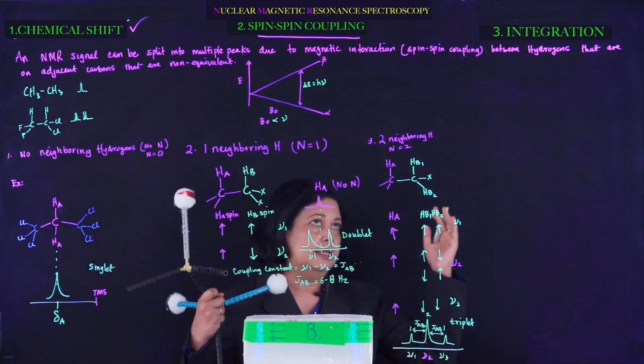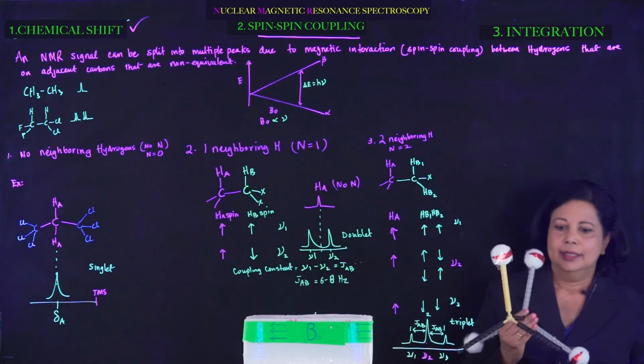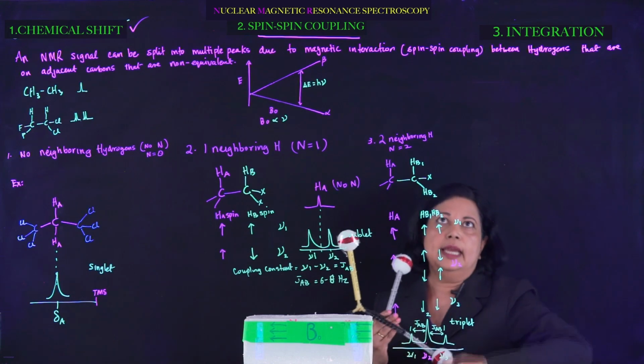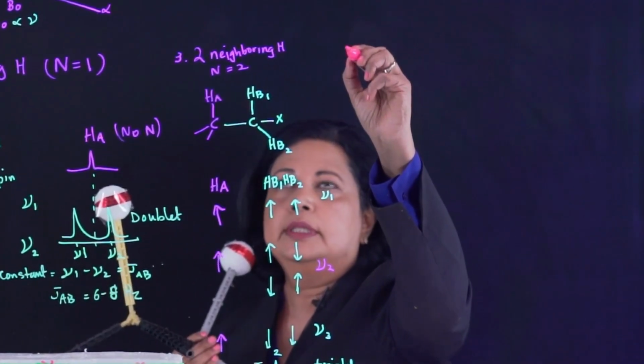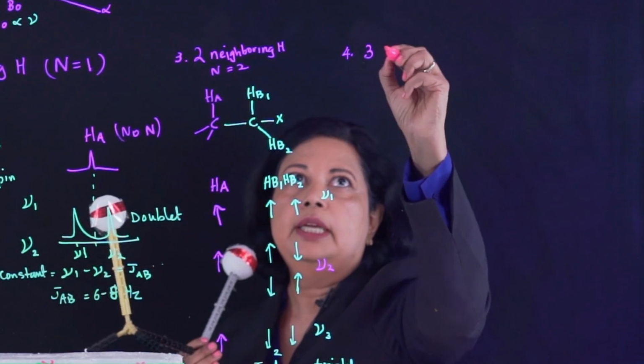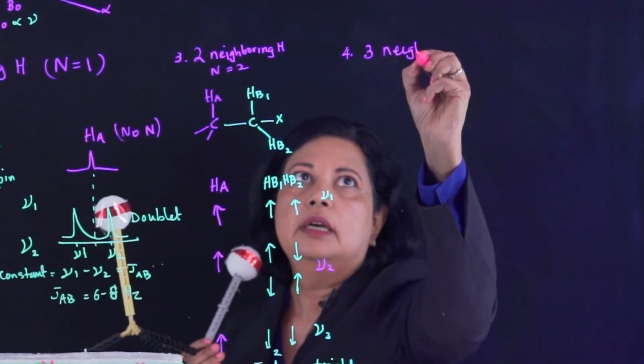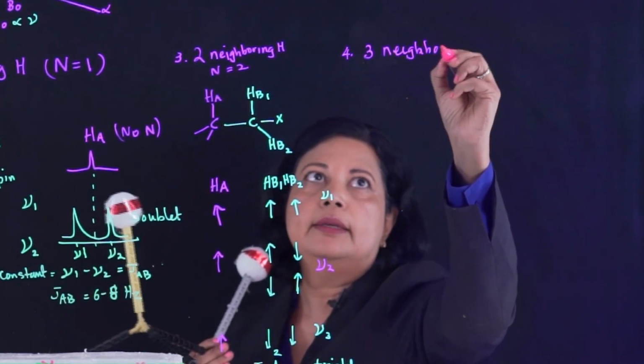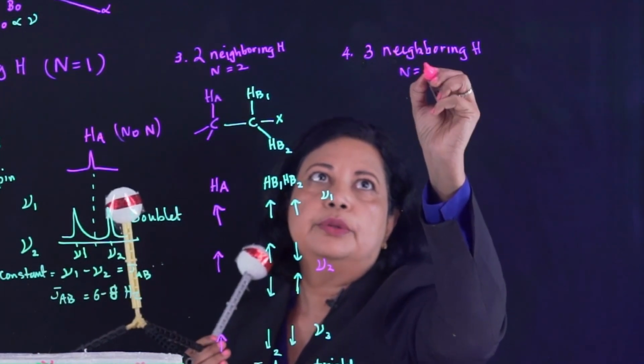Let's look at a third case scenario. Let's look at another scenario. Let's look at 3 hydrogen neighbors. So here, when you have 3 neighboring hydrogens, what is going to be your splitting pattern? N is equal to 3.